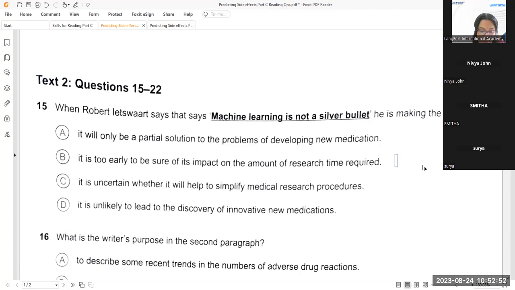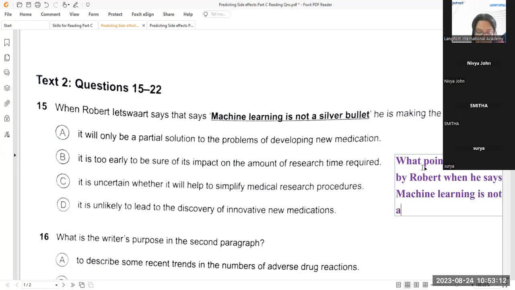Yes, what point is made by Robert. Made by Robert when he says machine learning is not a silver bullet. Machine learning is not a silver bullet.